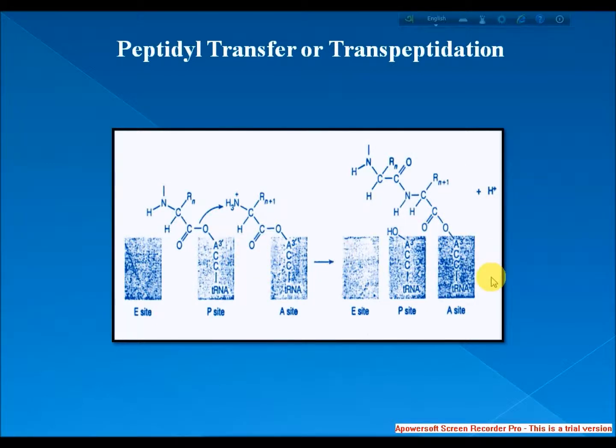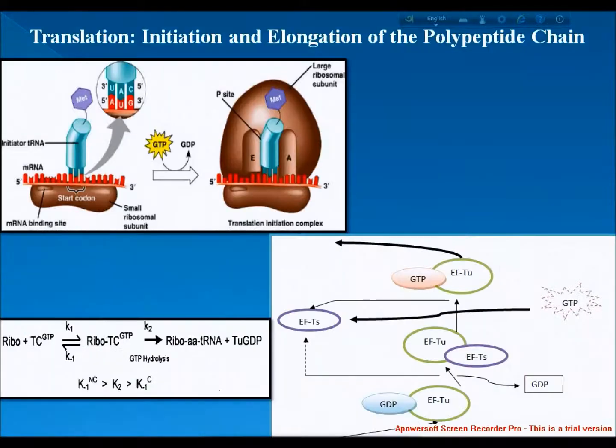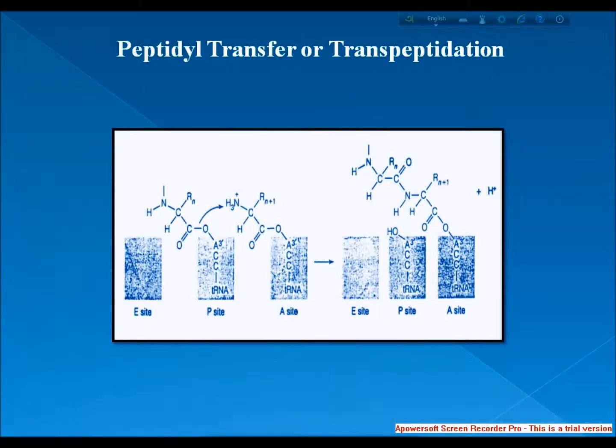EF-Tu is partially responsible for the high degree of accuracy of protein synthesis via a mechanism called kinetic proofreading. The error rate of protein synthesis is only 1 wrong amino acid for every 10,000 amino acids added to polypeptides. When a charged tRNA is positioned into the A site, the anticodon must base pair with the mRNA codon. If there is an incorrect match, the incorrect aminoacyl tRNA dissociates from the ribosome before GTP hydrolysis occurs.